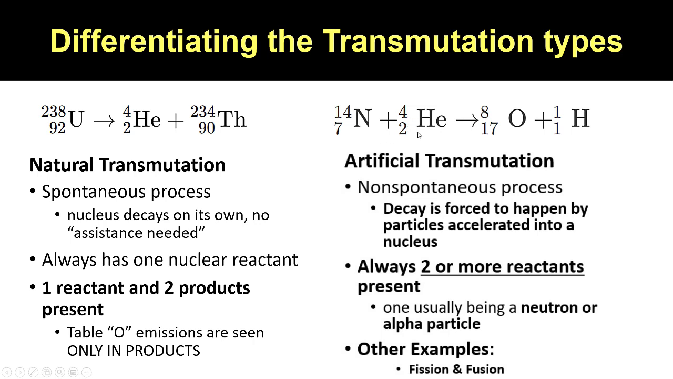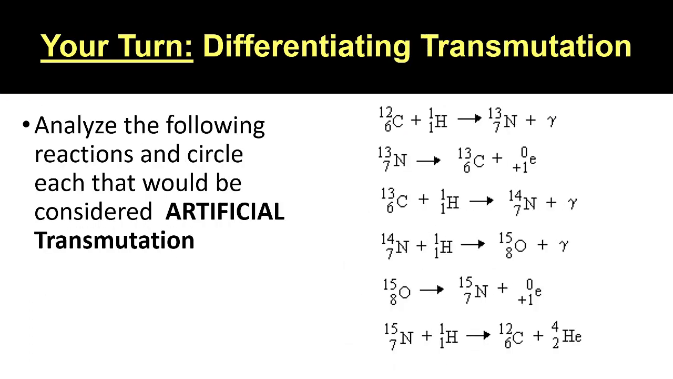It requires, when you have an artificial transmutation, the bombardment of an existing particle by something else, and this is the something else here. So this is a non-spontaneous process where the decay is forced to happen by that accelerated particle. Okay, now it's your turn. Let's analyze the following reactions here on the right-hand side and circle each that you would consider artificial transmutation. Pause the video now and then unpause it when you're ready for the answer.